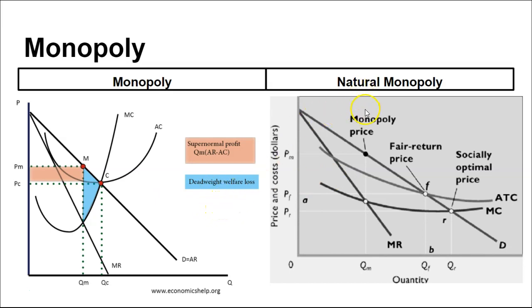For the natural monopoly, also referred to as the regulated monopoly, we have the profit maximizing, that's monopoly price, marginal revenue, marginal cost, and go from there. We also have the fair return price. Fair return price is the break-even price. That would be the ATC equal to demand. And last one of note is the socially optimum price or output. That's going to be where the marginal cost equals demand.